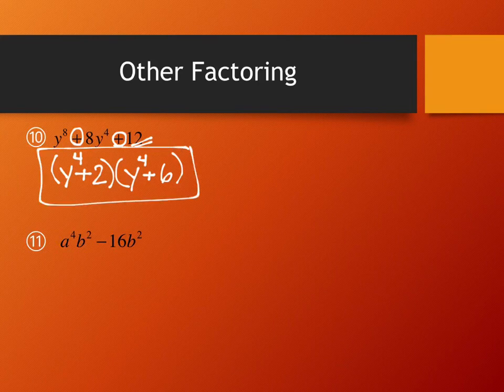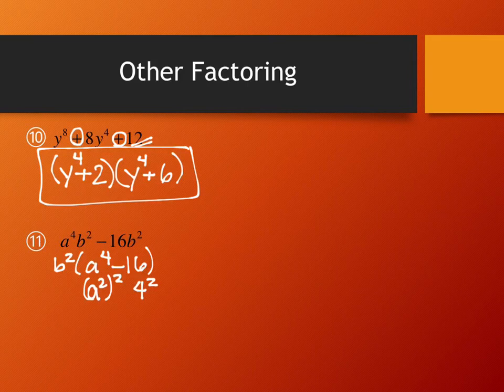Number 11, we have a common factor, right? What do they have in common? B squared, so we'll pull it out first. And after we do that, I have a to the 4th minus 16. So again, this isn't quite like a squared minus b squared, but it's awfully close. I do in fact have something squared minus something else squared. But what I have is a squared squared, and I have 4 squared.